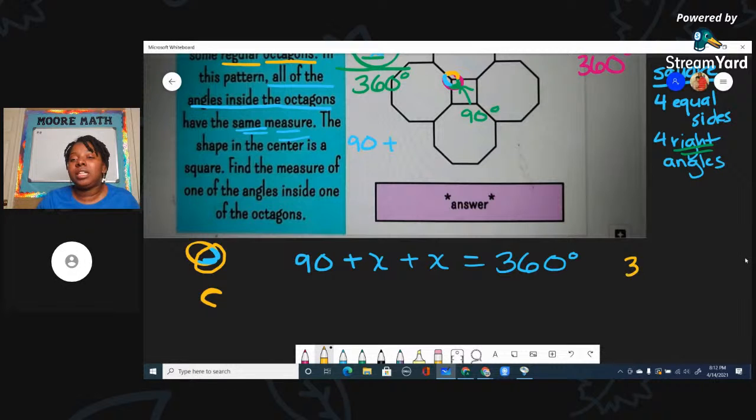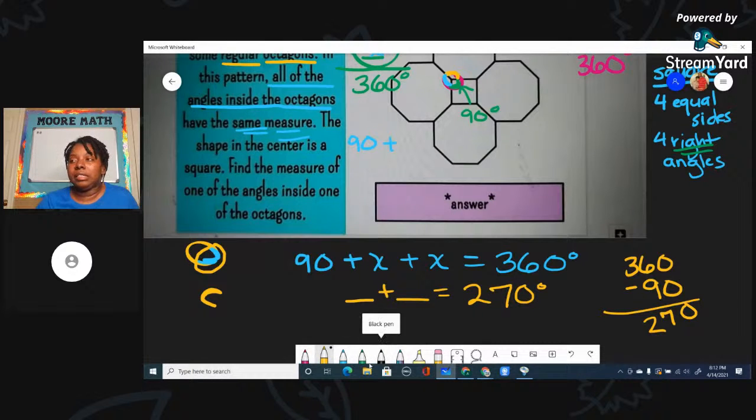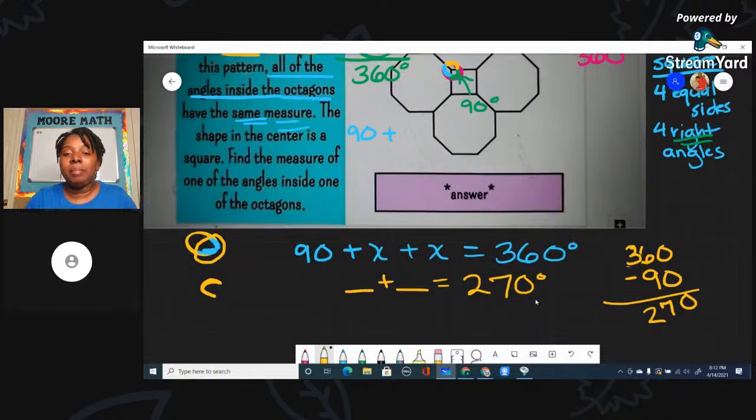So what's 360 minus 90? It's 270. Good. So it's 270 degrees. So these two angles, so we could put X or just two blanks, they add up to 270 degrees. How would we figure out what each of these are if they're both equal? How would you figure that out? Divide by 2. Awesome. All right, so let's take 270 and divide it by 2. Tell me what you get.